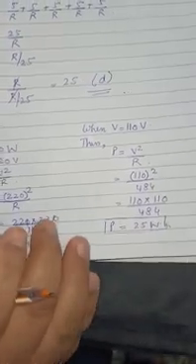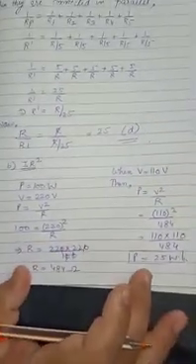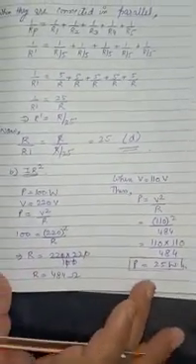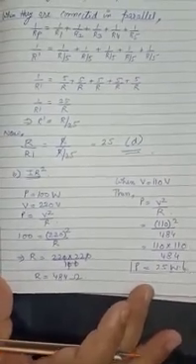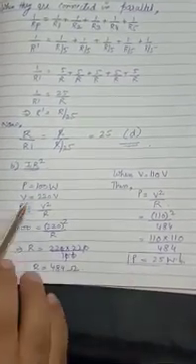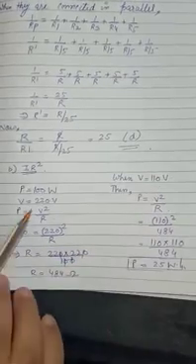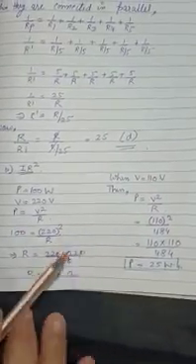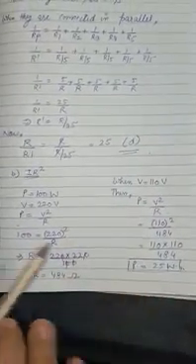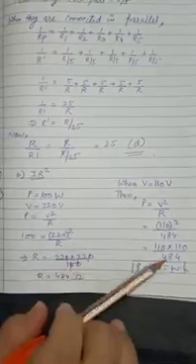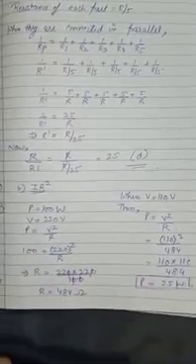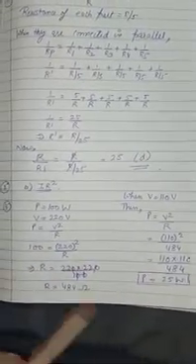Most of the students use the formula power is equal to VI in this question. Please don't use that formula, because in that formula, when the potential difference will reduce to half, current will also reduce to half, and you always do a mistake in that formula. So it's better to calculate the resistance first and then calculate the power using the formula V square by R. Okay, let's proceed to the next question.